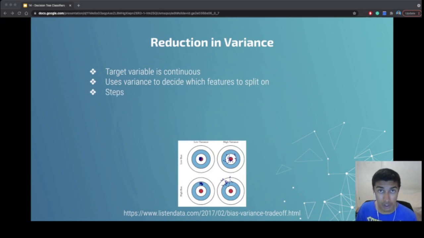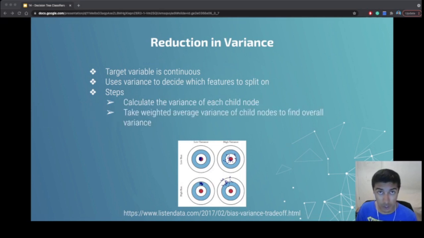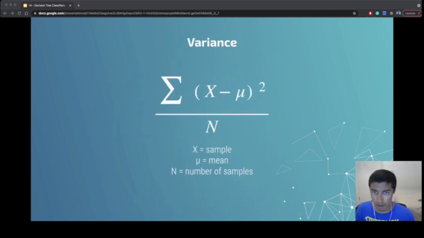Now here are the steps to use reduction in variance. First, calculate the variance of each child node. Then take the weighted average variance of child nodes to find the overall variance. Then simply repeat the steps to find the best split with the lowest variance. For reference, the picture here shows bias, which refers to the assumptions made by the model to make the target function easier to estimate. Now here is the formula for variance, where x represents a sample, mu represents the mean, and the capital N represents the number of samples.